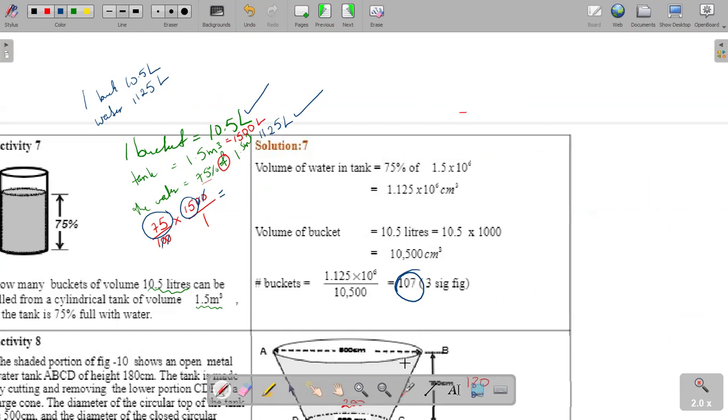But does anybody realize what the most important concept here is? What is the most important concept? That you have to convert units to match each other. Everybody with me? You realize that's the most important thing, right?